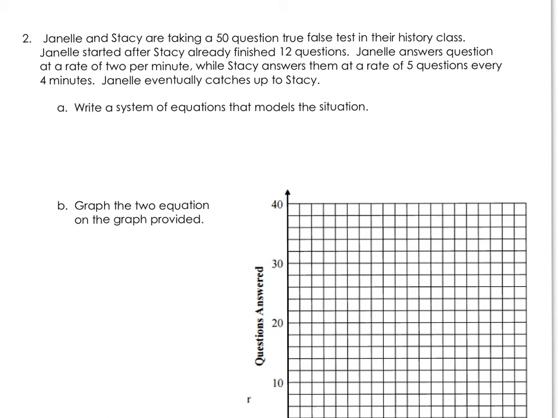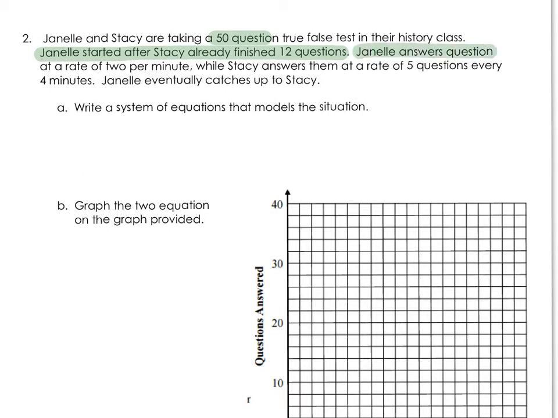Okay, my next question says that Janelle and Stacy are taking a 50-question true or false test in their history class. Janelle starts after Stacy already finished 12 questions. So it's a 50-question true or false test. Janelle starts after Stacy already had 12 questions done.